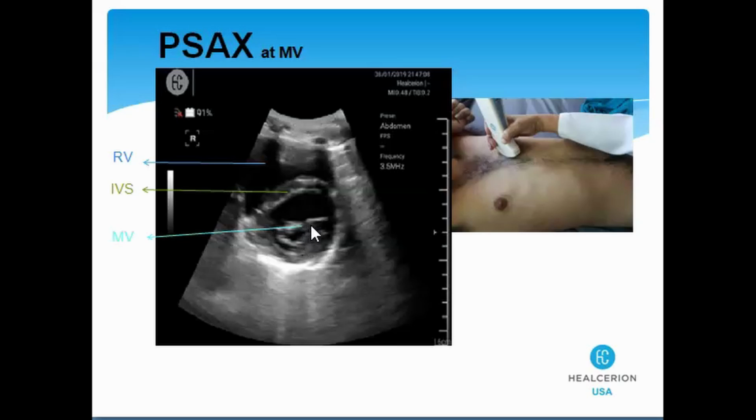Over here you can see very nicely the movement of the mitral valve. Look at the concentric circle of the left ventricle, and this is the interventricular septum. Above the interventricular septum, you will see this crescent-shaped right ventricle. So this parasternal short axis view gives you information about the mitral valve, the shape of the left ventricle, and also the right ventricle.